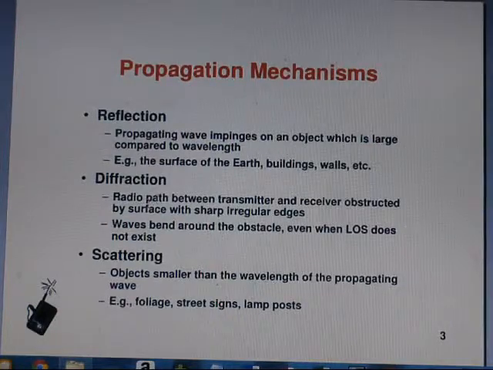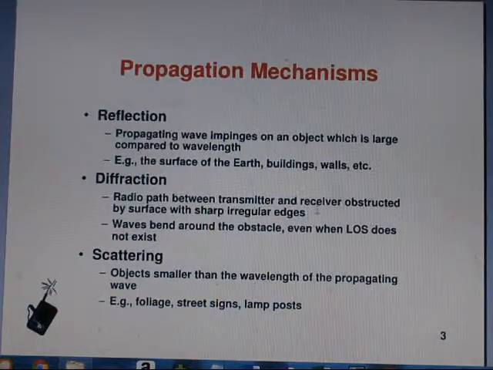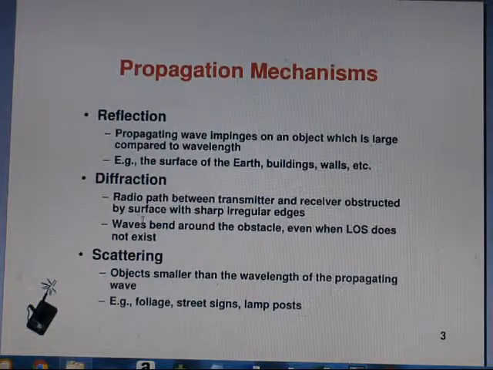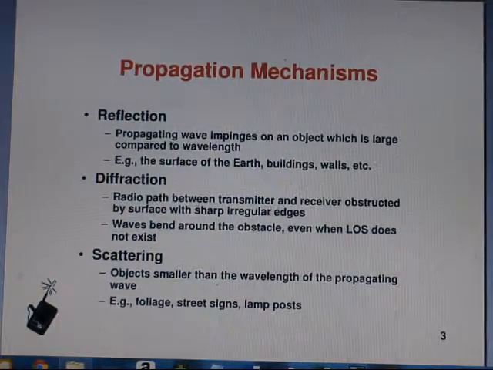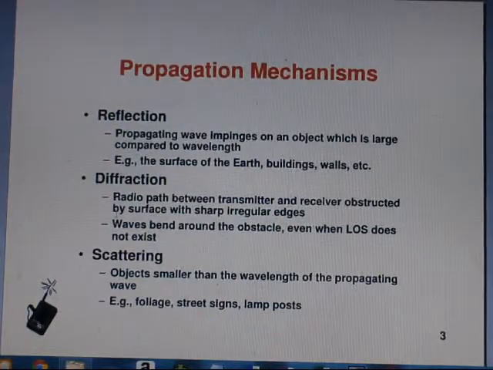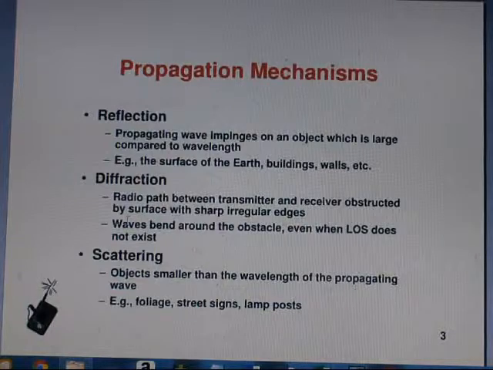Diffraction. When the radio path between the transmitter and receiver is obstructed by a surface with sharp and irregular edges, the radio waves passing through the edges of the obstruction will be diffracted. The waves bend around the obstacle even when the LOS does not exist.